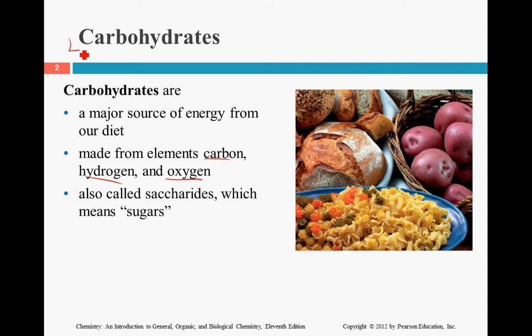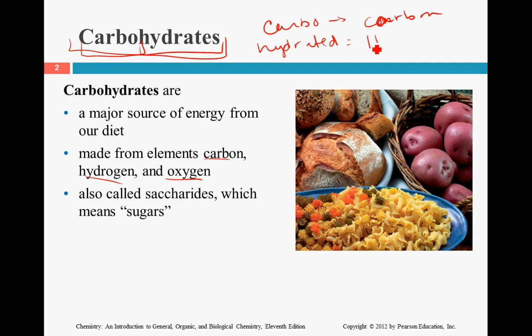Now, if we break down the word carbohydrates, the first half is carbo, referring to carbon. The second part is hydrate. Now, you may remember the word hydrate as in hydrated, which means water. You're adding water, or if you're dehydrated, you're subtracting water. Well, carbohydrates are carbon and water, and that shows you what three elements are in there.